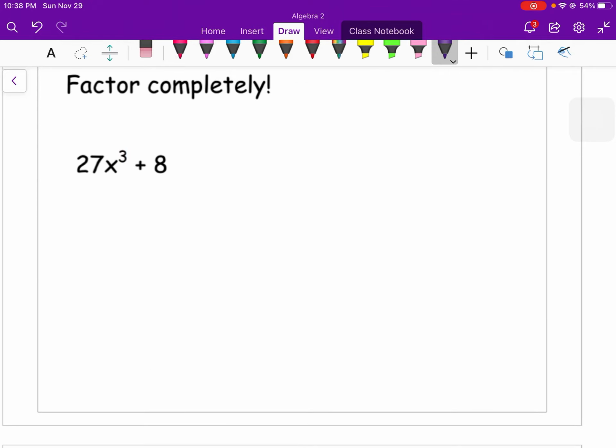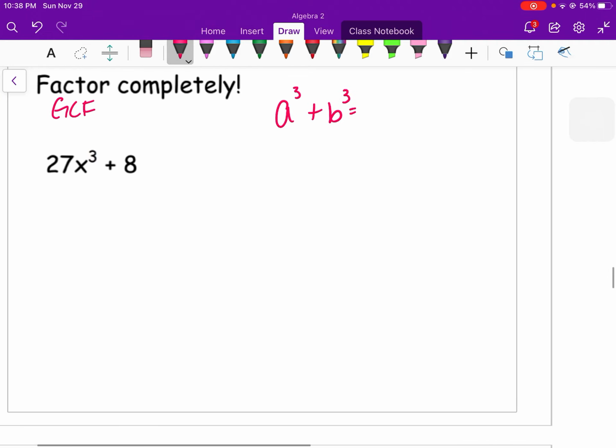Okay, factoring. 27x cubed plus 8. Remember when you factor, I always look for greatest common factor. I can't take anything out there. Then we have a cube. So this one we're going to need the a cubed plus b cubed formula. So it goes a plus b, times a squared minus ab plus b squared is the formula.